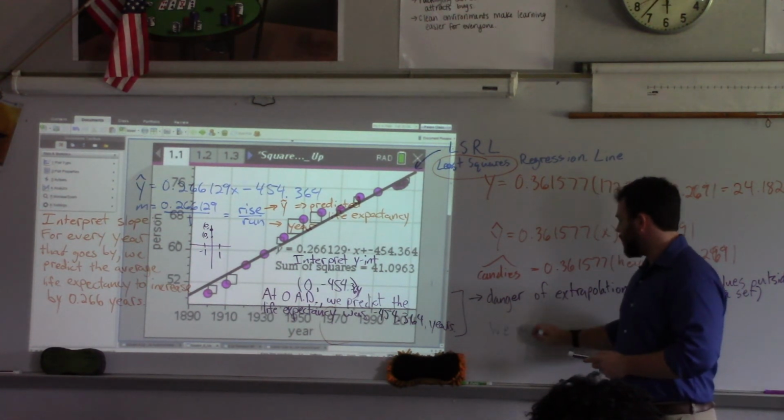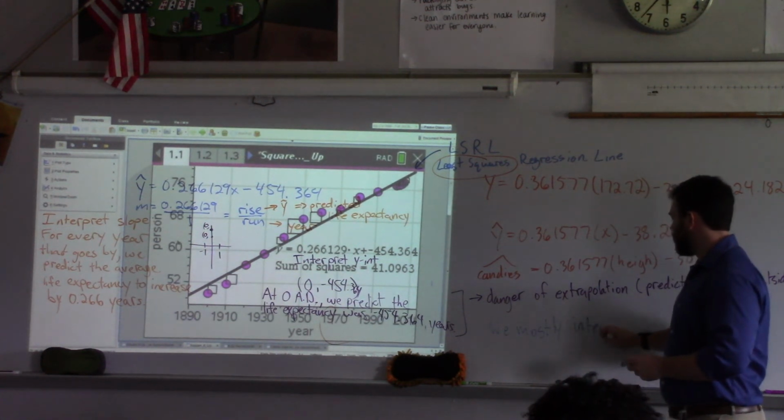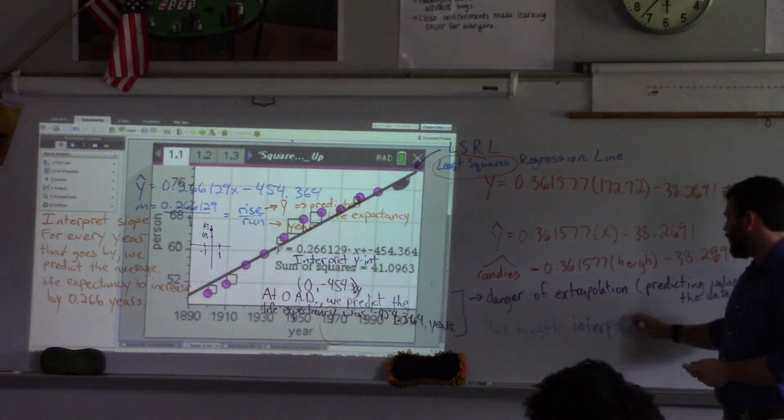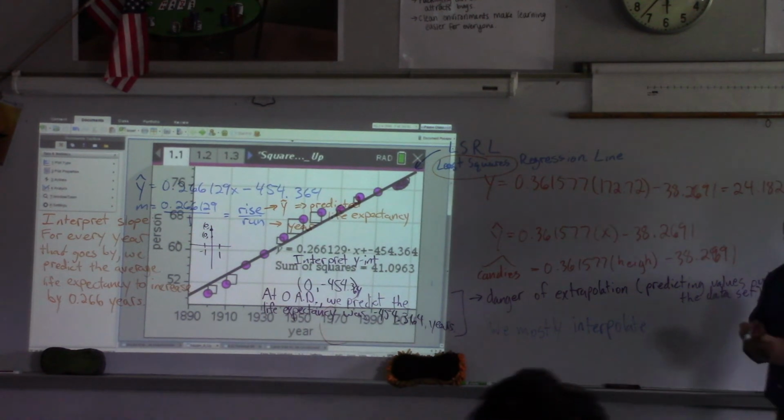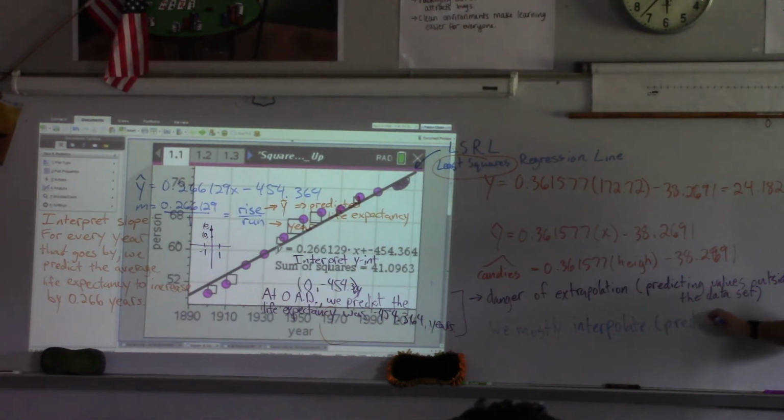We mostly interpolate. What do you think we mean by interpolate then? What do we do with points inside the data set? We predict values inside the data set.